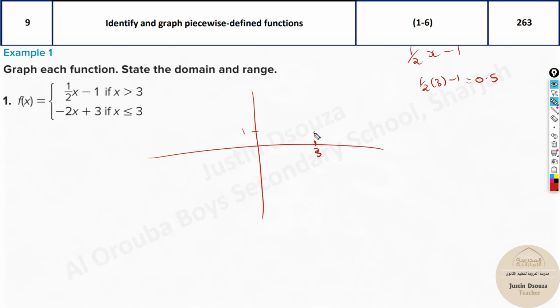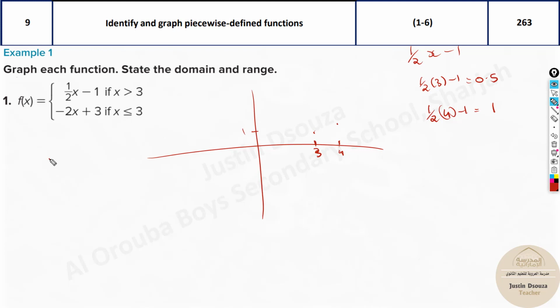Okay, I'll just make a dot now. Next one, half into 4 minus 1. So half of 4 is 2, 2 minus 1 is 1. So at 4, it is 1. Okay, let me just make the dots. Now, this is the first equation, that's greater than 3. You can't take any values of x less than 3. It should be greater than, so 3 is also not included, but I'll tell you why we take 3. 3, 4, 5 like that.